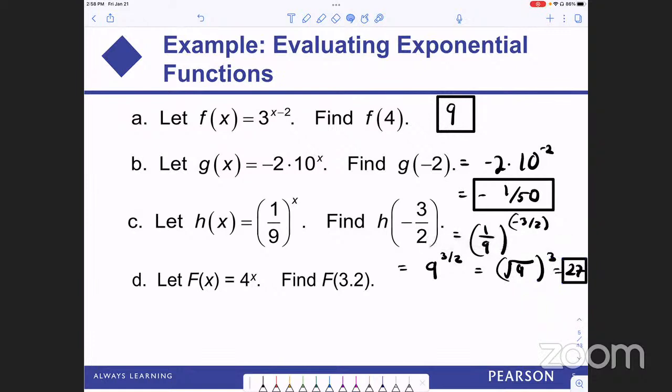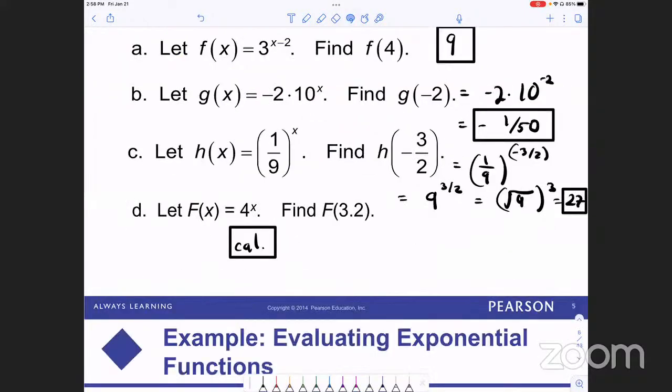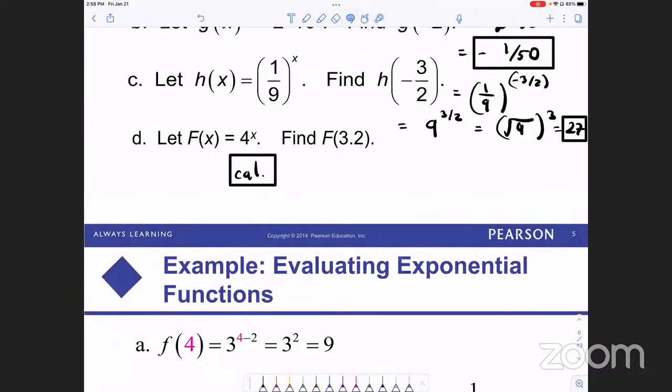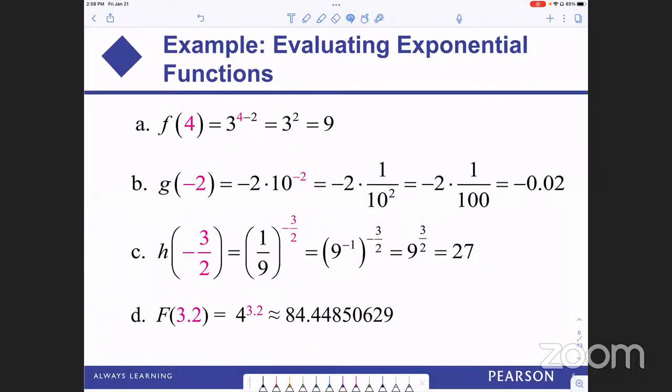And then 3.2, I would just say use a calculator there. I'm just going to abbreviate it as calculator, and I'm going to rely on my prepared notes for that one. I'm just not going to show those keystrokes. So you see the 9. I think we got 1 over 50, and I think it was negative. We just wrote it a different way, but that's okay. I think we got the 27, and then again, use a calculator for that last one.